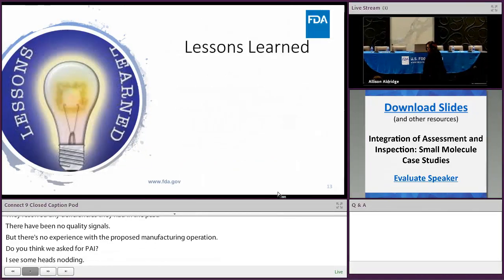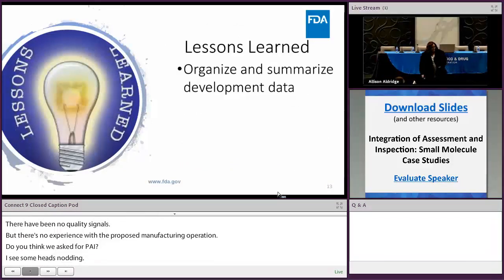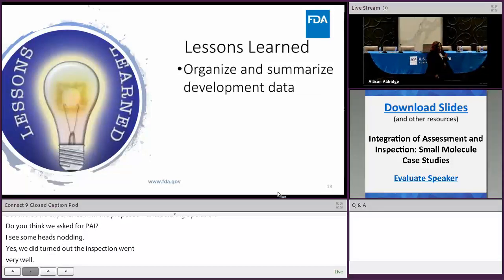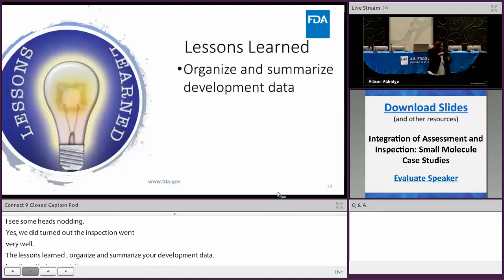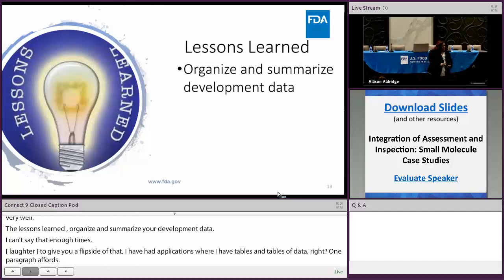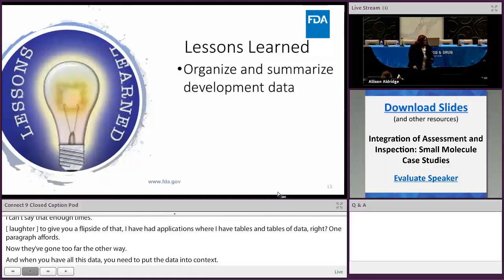So the lessons learned here: organize and summarize your development data. I can't say that enough times. And just to give you a flip side of that, I've had applications where I have tables and tables of data, right? One paragraph of words. So now they've gone too far the other way. And so when you have all this data, you need to put that data into context. The context is what makes the data show that it actually works, that your conclusions are actually in line with the data.